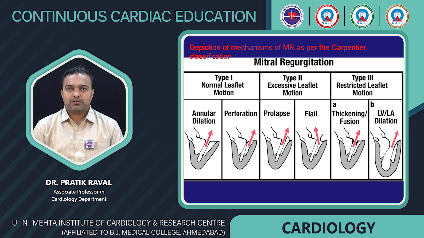In type 3 MR, there is restriction in the mitral valve leaflet motion either during opening or closing. Type 3A MR results from restrictive opening of the mitral leaflets. The classical example is rheumatic heart disease, where there is thickening and fusion of the leaflets as well as the subvalvular apparatus. Type 3B MR results from ventricular remodeling, which causes tethering of one or both leaflets and thus results in MR.